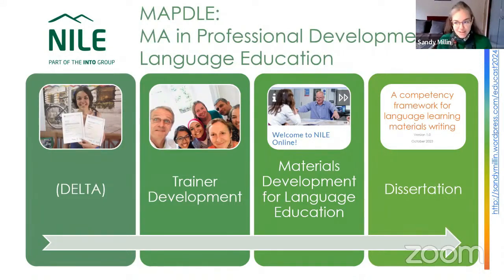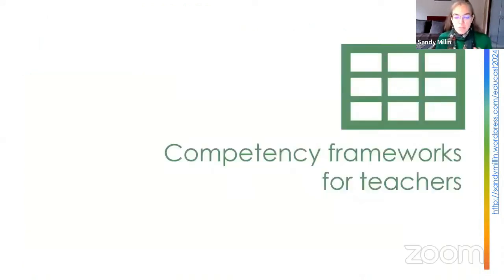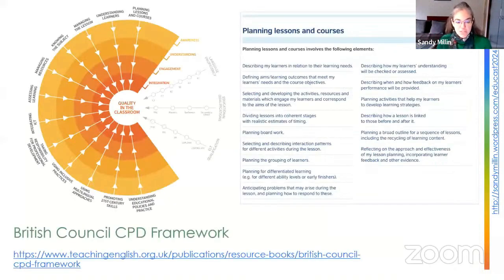What do I mean by this? So some of you might already be familiar with competency frameworks for teachers. I think probably one of the most famous ones is this British Council CPD framework. So this has various different levels for teachers, various different areas like managing the lesson or understanding the learners. And each of these areas has various different points that a teacher should be familiar with or can develop their familiarity with to become a better teacher. So this is an example of a framework for teachers.